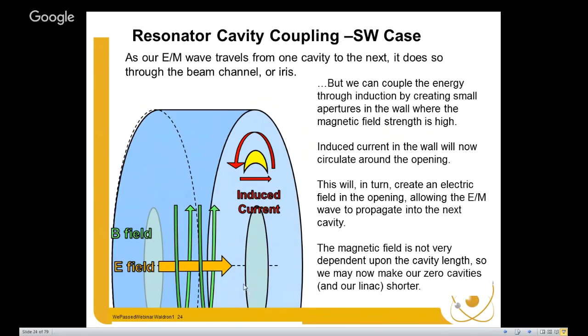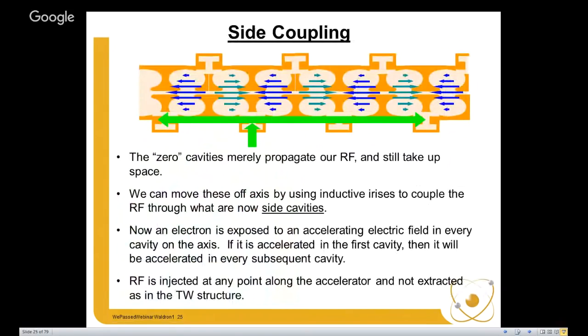This now becomes the means for me to couple the energy in this cavity out of this cavity without using the central iris. So now what I can do is take my zero cavities and move them off to the side and make my Linacs shorter by half. So here are the zero cavities now coupled through that little iris opening in the side, out from the center. Here's the central iris.